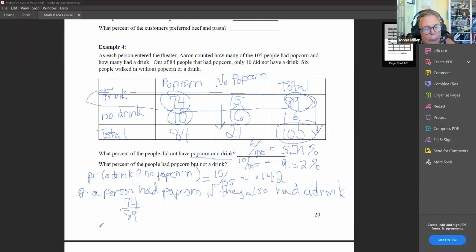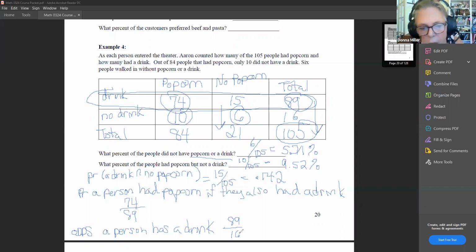Okay. And again, the odds are what I want over what I don't want. So what are the odds, let's say, a person has a drink? How many people have drinks? That would be a total of 89. Not the total now, the odds are what I want over what I don't want. The people who didn't have a drink were 16. So it's 89 over 16. All right, whatever that is.